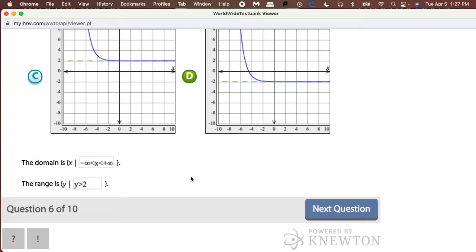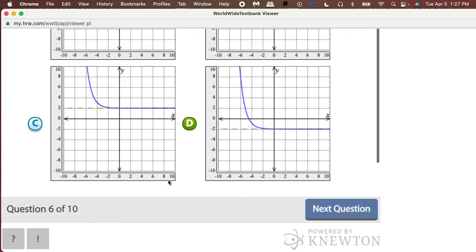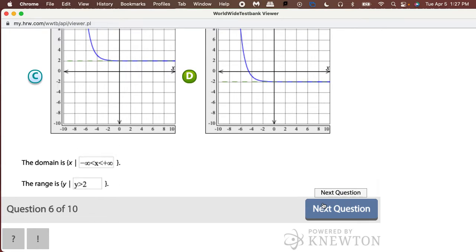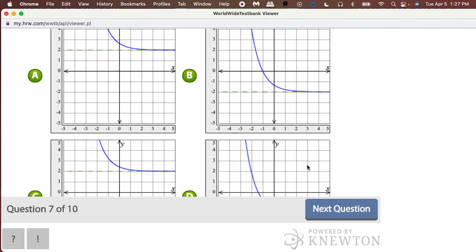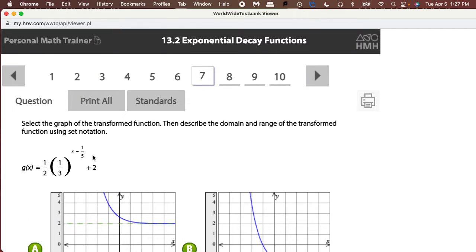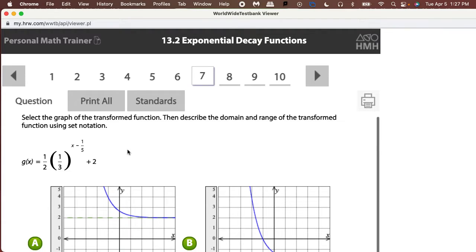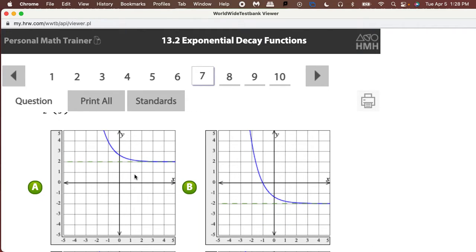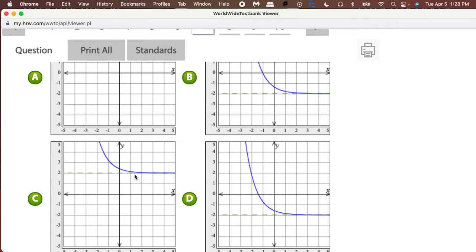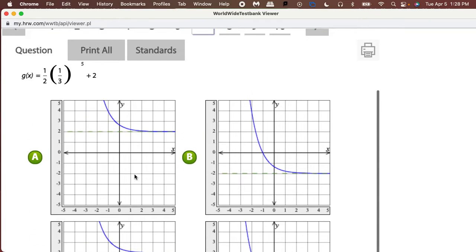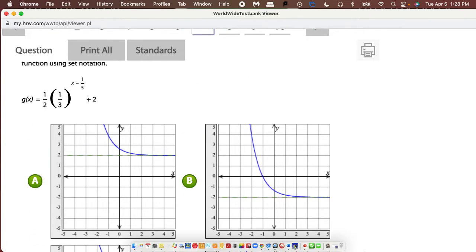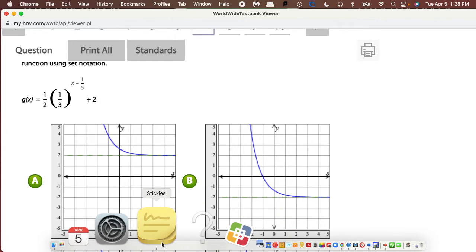Now you know how to use a reference point to help you find the graph. We're ready to roll. Number 7. Okay, I have an asymptote of 2. It does not reflect. So A is an option. C is an option. I have to dig into the reference point.